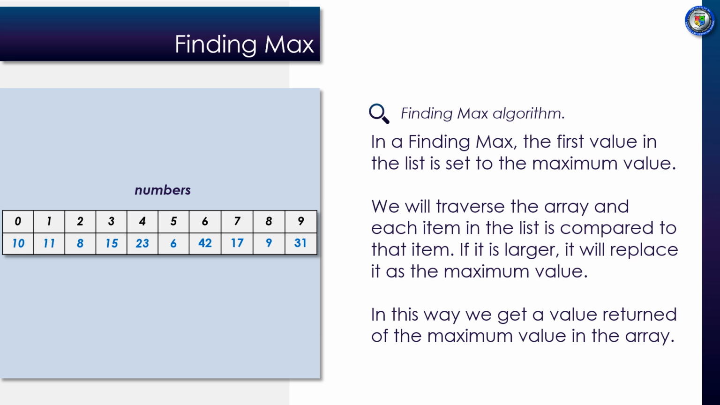In the finding max algorithm, the first value in the list is set to the maximum value. In this case, that value will be 10. We'll traverse the array and each item in the list is compared to that maximum value. If the items we are comparing it against are larger, we will replace the maximum value with that value. In this way, we'll get the maximum value in the array returned.